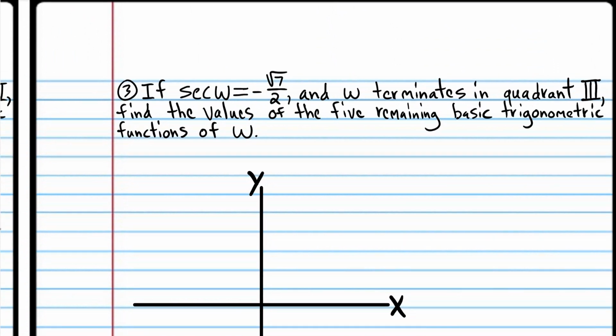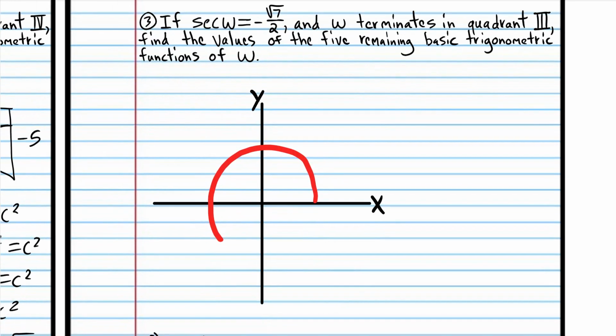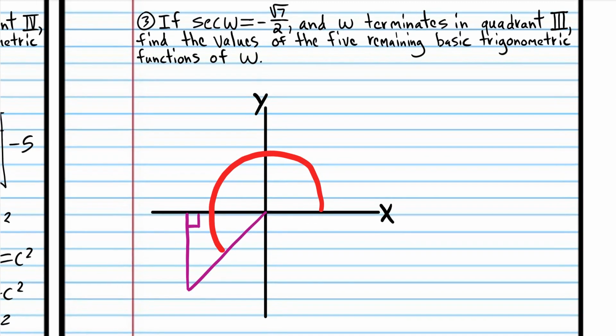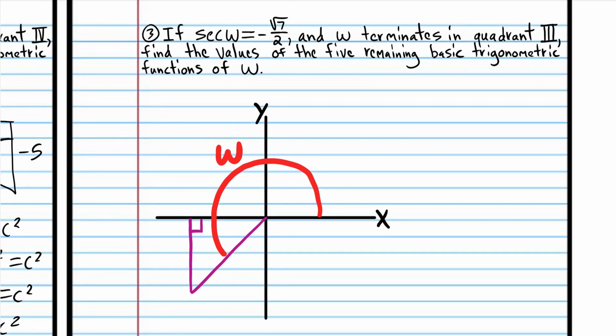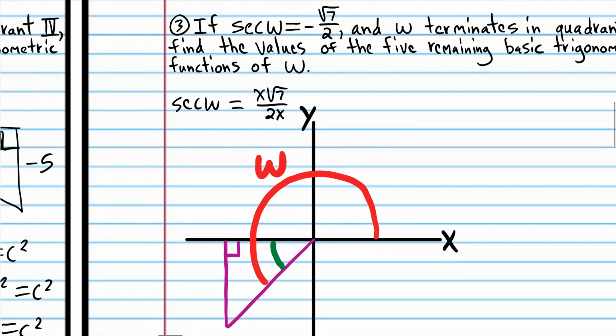So in this problem, we're told that omega, the angle, terminates in quadrant 3. So we'll draw the angle, and we don't know exactly what the angle is, so we're just drawing some generic angle in quadrant 3. The angle is omega, and of course this green angle is the reference angle. We don't know the actual side lengths of the triangle. We just know that the ratio of the hypotenuse and the adjacent side of the green reference angle is -√7/2.